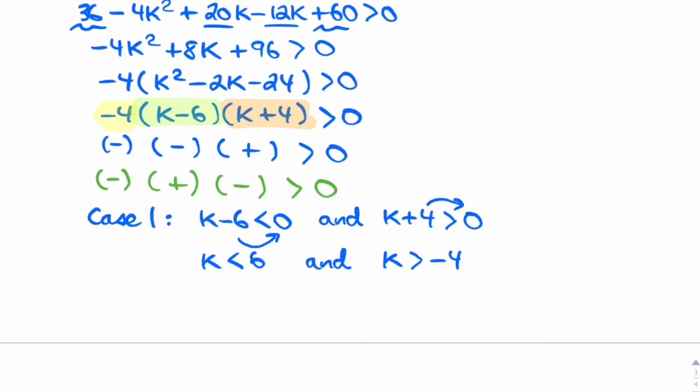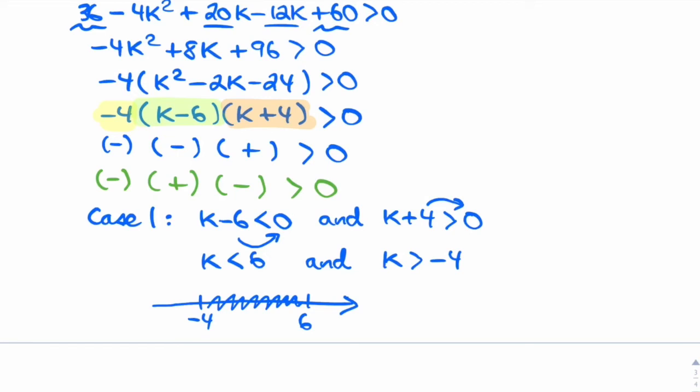Let me ask you, is it possible for a number to be both less than 6 and greater than negative 4? You can sketch a number line to help you visualize that. So negative 4 would be somewhere here. Positive 6 would be somewhere here. And notice any number that's greater than negative 4 and less than positive 6 is going to be somewhere in between the two. So basically all numbers between negative 4 and 6, not including either, are going to give you a solution.